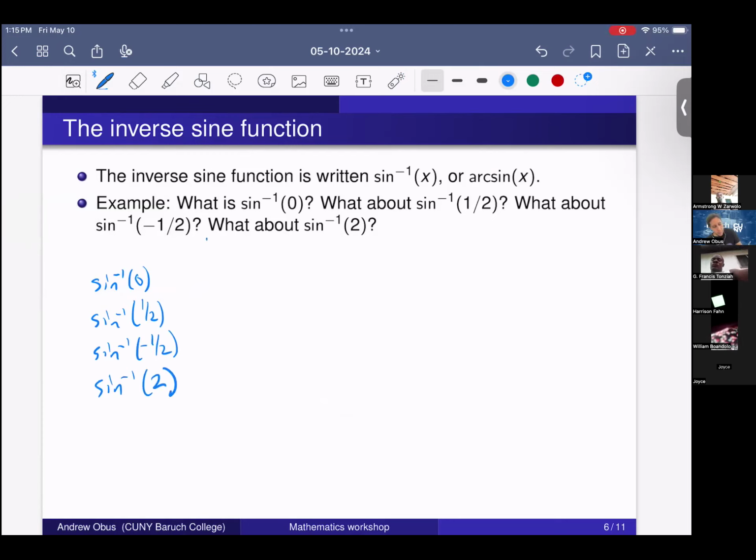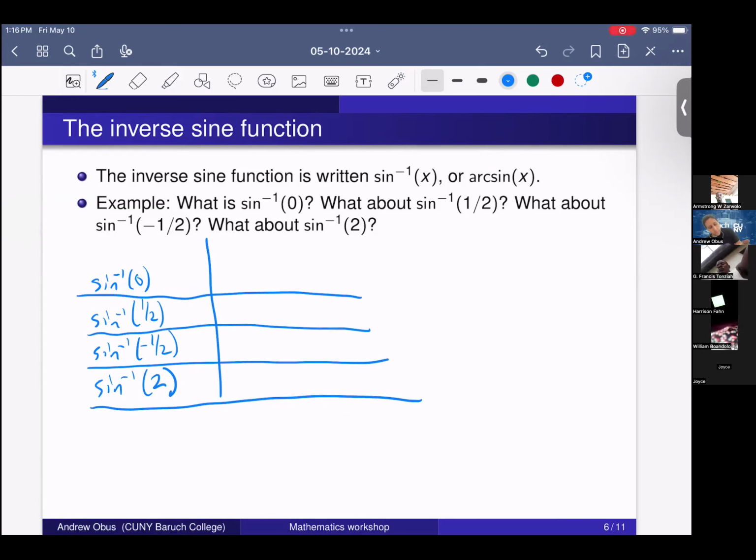Okay, and so remember, for all of these questions, what does it mean to do the inverse? It means we want to know here what angle has that its sine is equal to 0. Here we want to know what angle has that its sine is equal to 1/2. Here we want to know what angle has that its sine is equal to minus 1/2. And here we want to know what angle has that its sine is equal to 2.